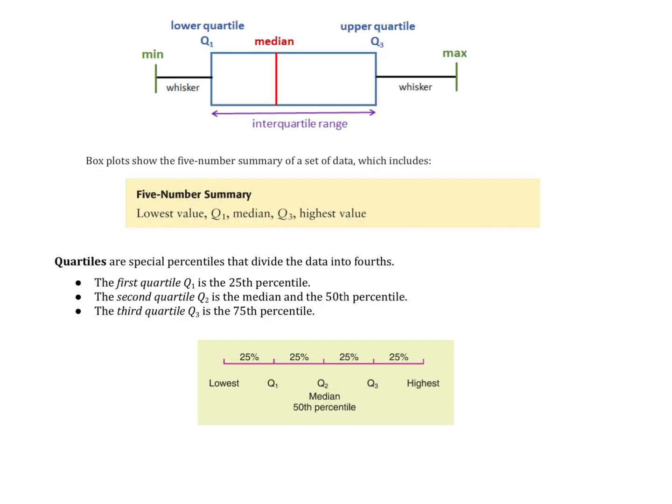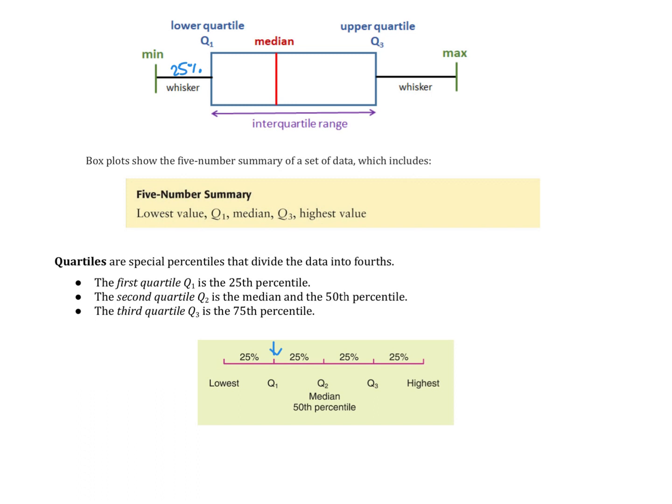To make a box and whisker plot, we divide our data into quartiles. The first quartile is the 25th percentile. That means that 25% of the data is equal to or below the first quartile, meaning that this first left-hand whisker represents 25% of the data values.